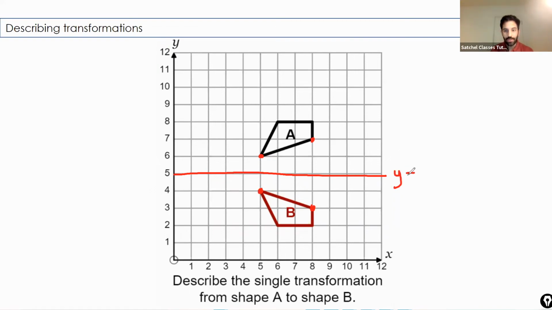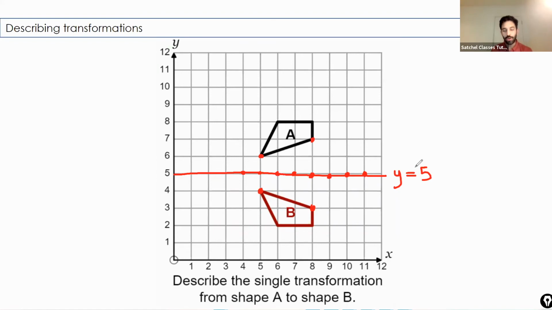So this is the line y equals 5, because at any point on this line, I should have drawn it with a straight line. You should draw it with a ruler. But at any point on this line, y will always be 5. Your x coordinates will change, but your y coordinate will be fixed.